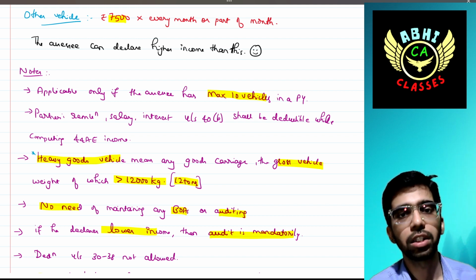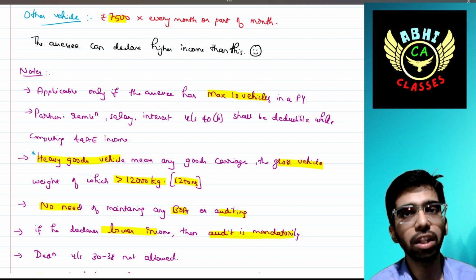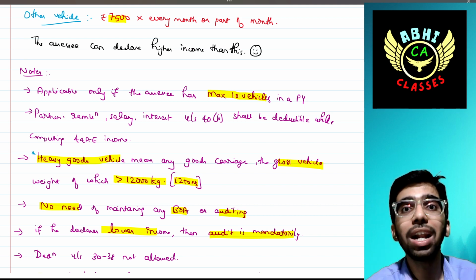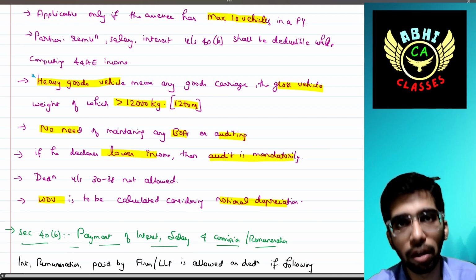Partners' remuneration and interest shall be deductible. In this case, it can be allowed. Okay, then heavy goods truck means a vehicle having a weight of more than 12 tons, that is more than 12,000 kg. Then it will be treated as a heavy goods vehicle.